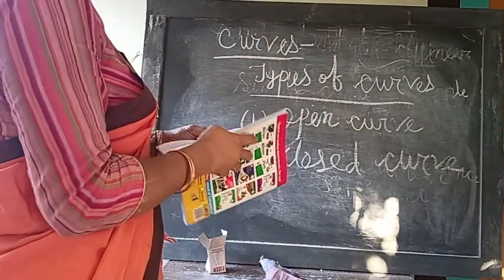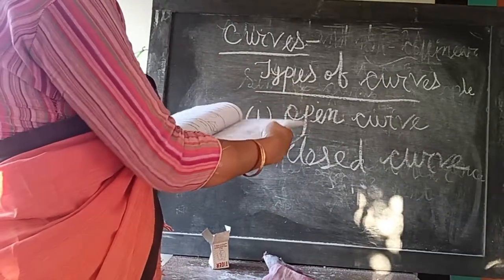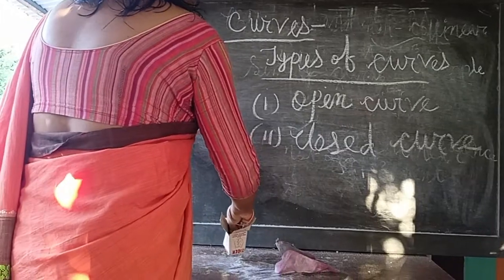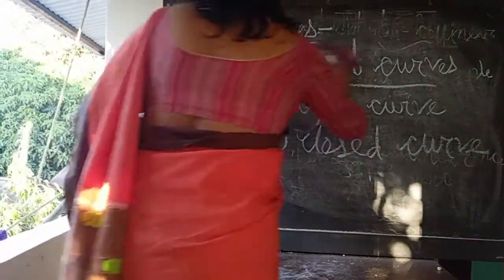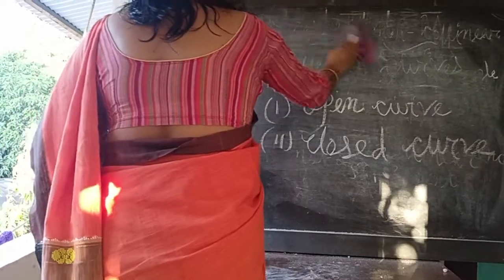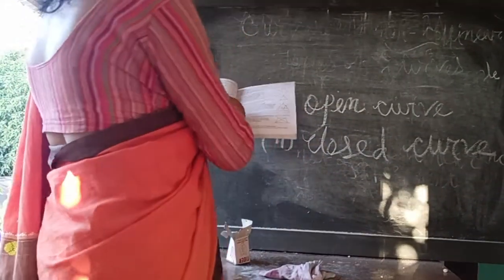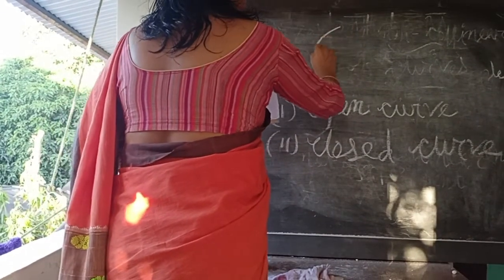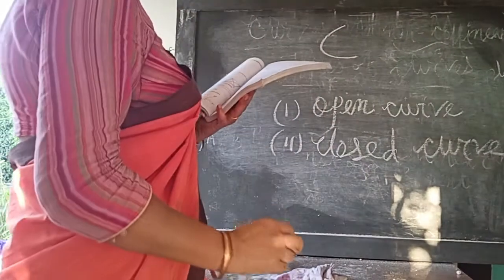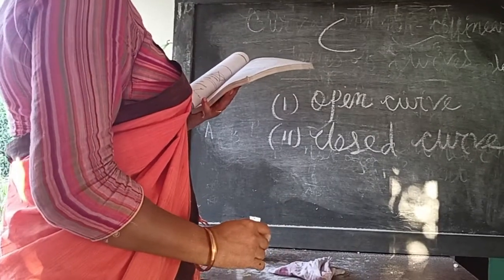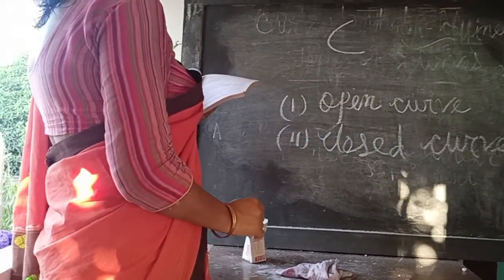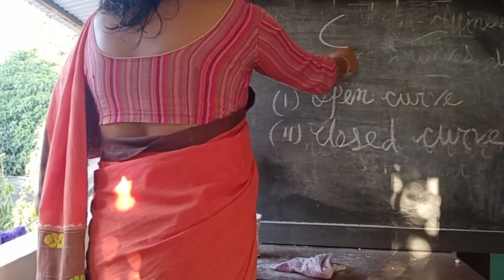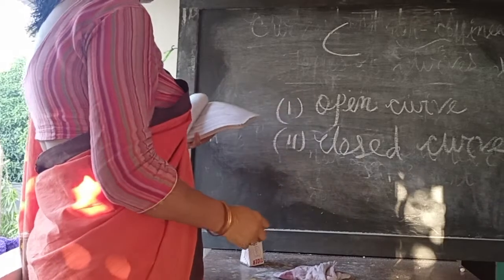Open curve, that means if a curve starts from a point and doesn't meet the same point, then it is known as an open curve. Suppose this is a curve. In alphabet we can take C, W. It is a curve which starts from this point and does not meet the same point. So it is an open curve.